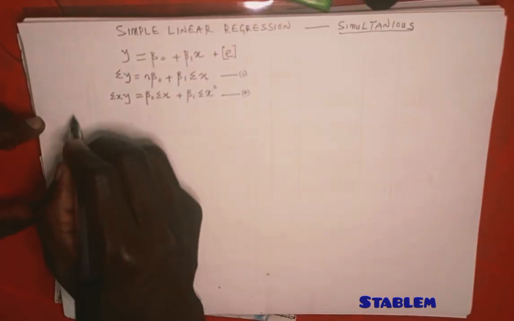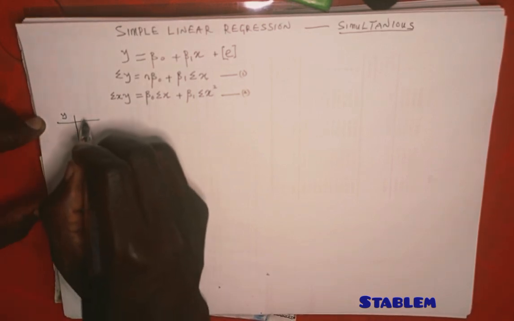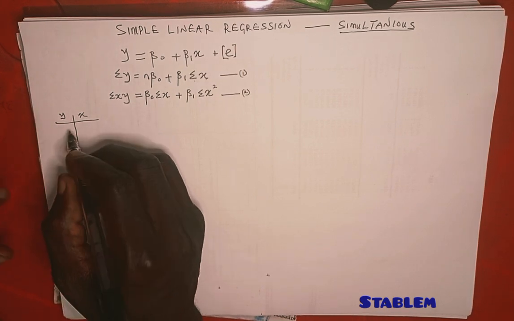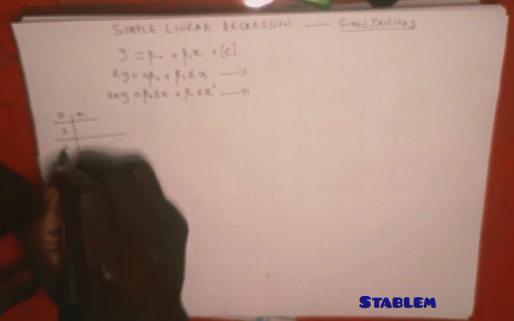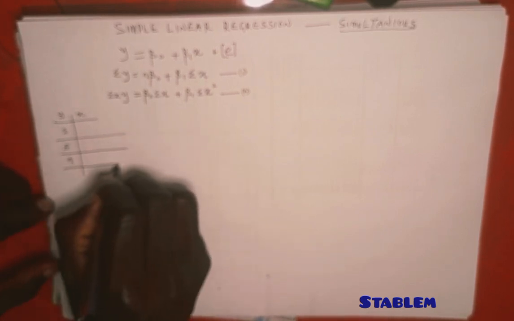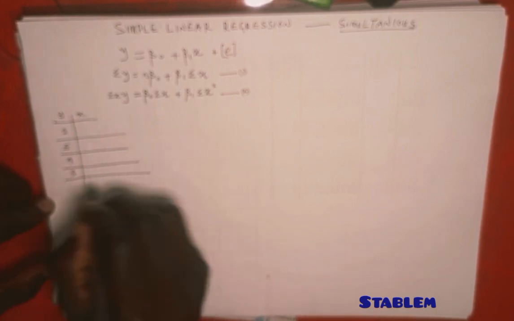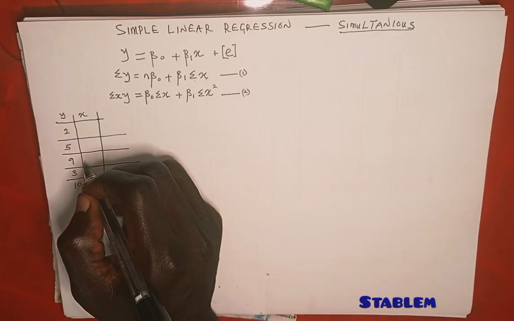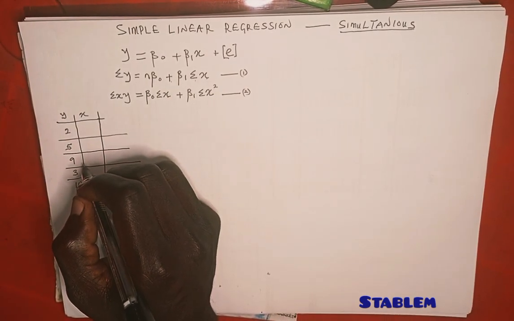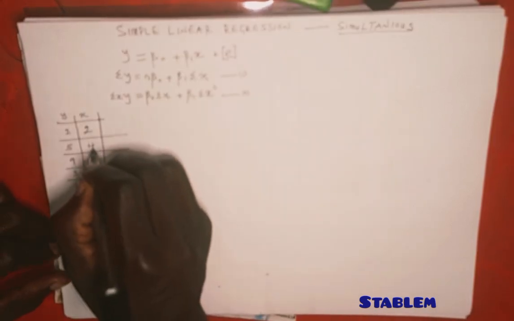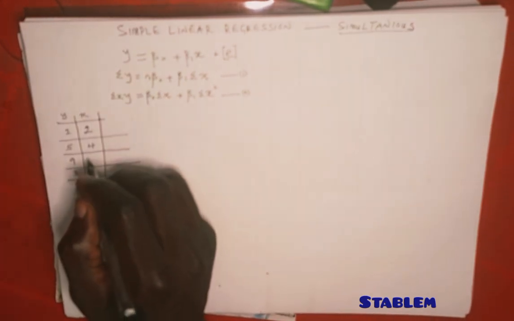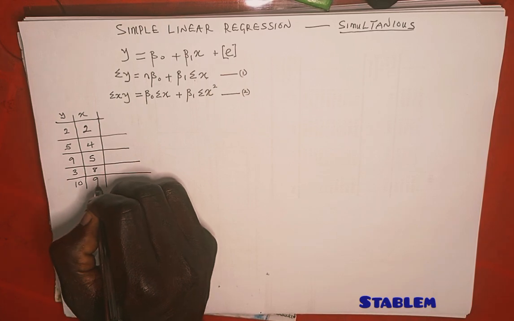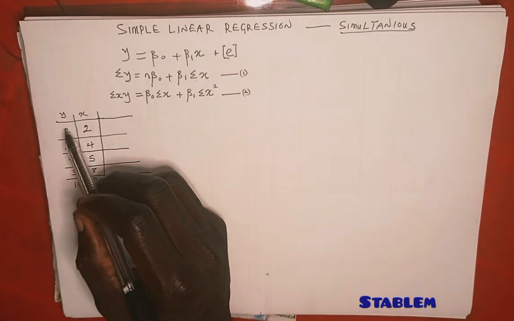Alright, let's consider these variables here. We have y, x. Now, the values of our y are 2, 5, 9, 3, and 10. For x, we have these values: 2, 4, 5, 8, and 9. So these are the two variables, y and x.